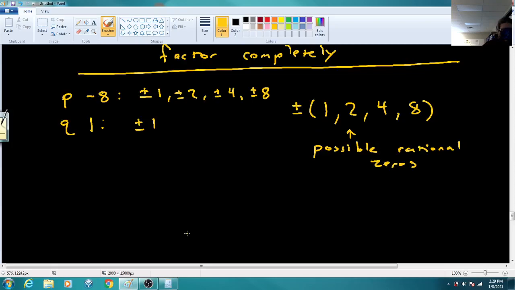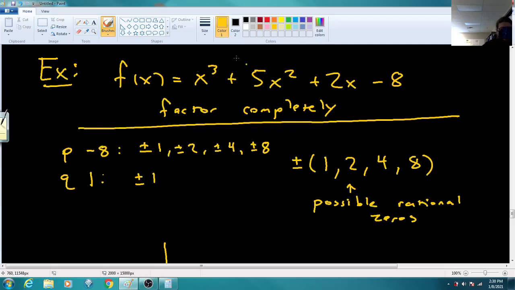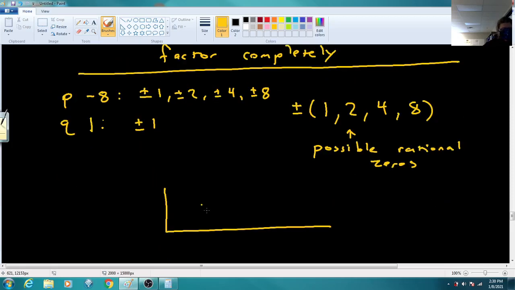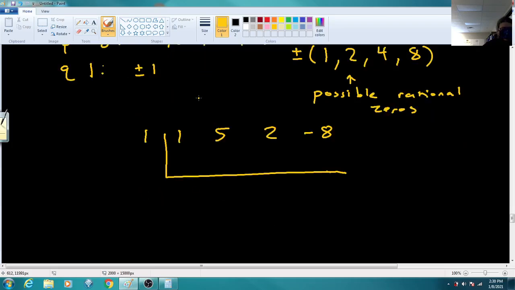So I'm going to set up with synthetic division. Our coefficients here are 1, 5, 2, negative 8. And we're going to start on our list with positive 1. So we're going to see, does positive 1 work? Again, what we want out here is remainder 0. So I bring down 1. 1 times 1 is 1. 5 plus 1 is 6. 1 times 6 is 6. 2 plus 6 is 8. 1 times 8 is 8. Negative 8 plus positive 8 is 0. So we got really lucky, and the first number we tried, positive 1, happened to work and gave us division by 0.